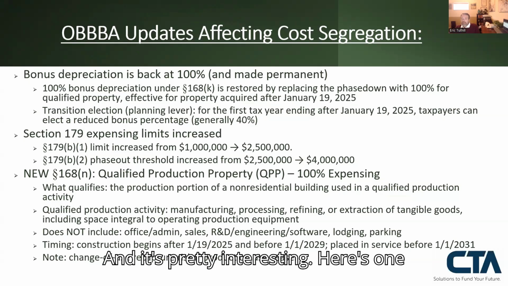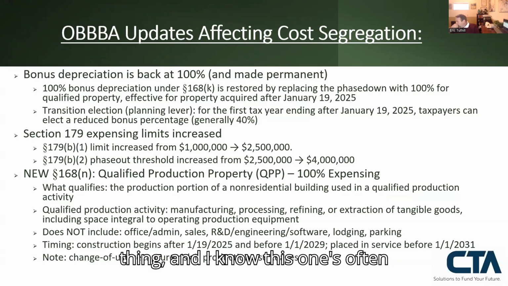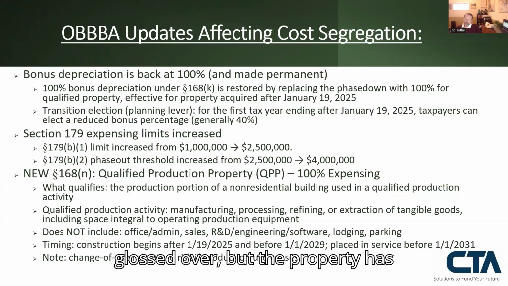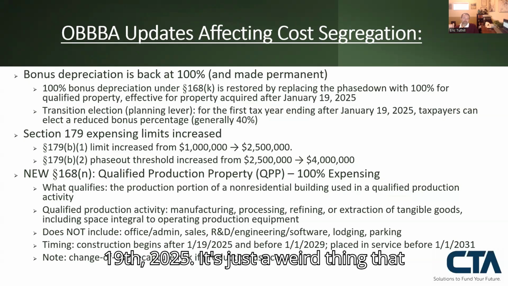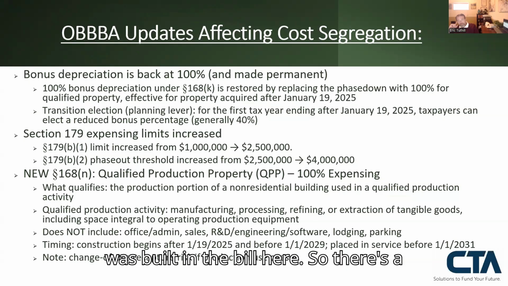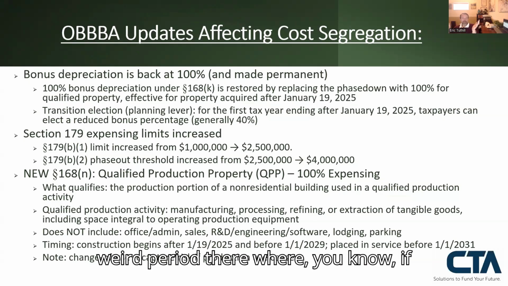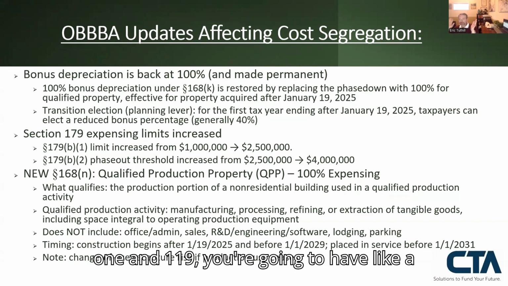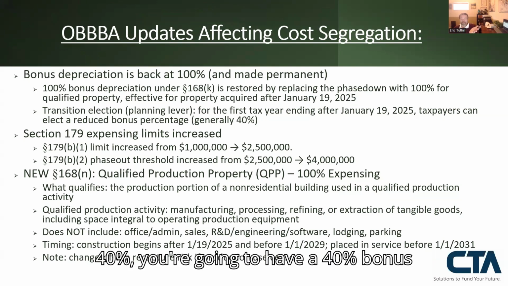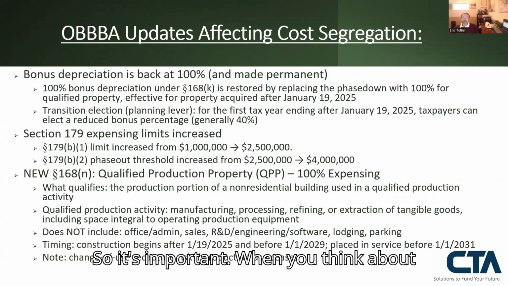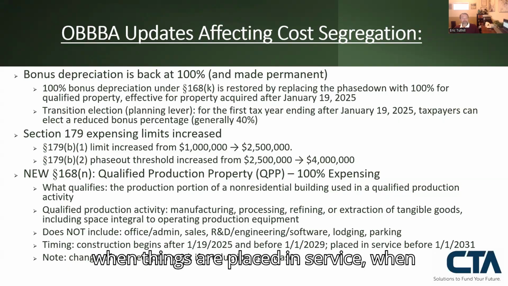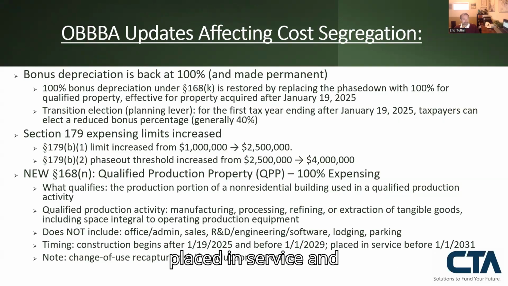Here's one thing, and I know this one's often glossed over, but the property has to be placed in service after January 19th, 2025. It's just a weird thing that was built in the bill. So there's a weird period there where, if you place it into service between 1/1 and 1/19, you're going to have a 40% bonus depreciation instead of the whole 100%. So it's important when you think about when things are placed in service, when we're talking to our clients about what's placed in service.